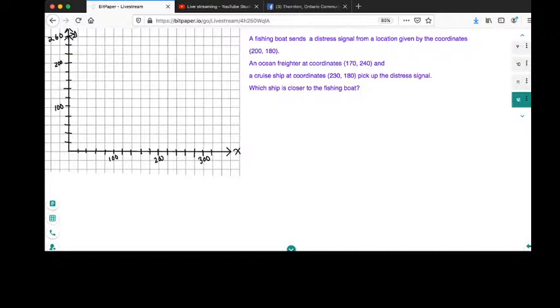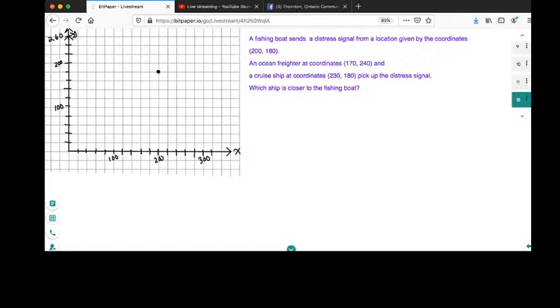So let's plug these in. We've got the fishing boat. I'm going to call this point A, and that's going to be at the value 200, 180. So let's graph that. This is the guy that is in distress. So here we go. He's here. That's point A. Actually, I'm not going to put my letter in yet. 200, 20, 40, 60. Cool. That is our fishing boat.